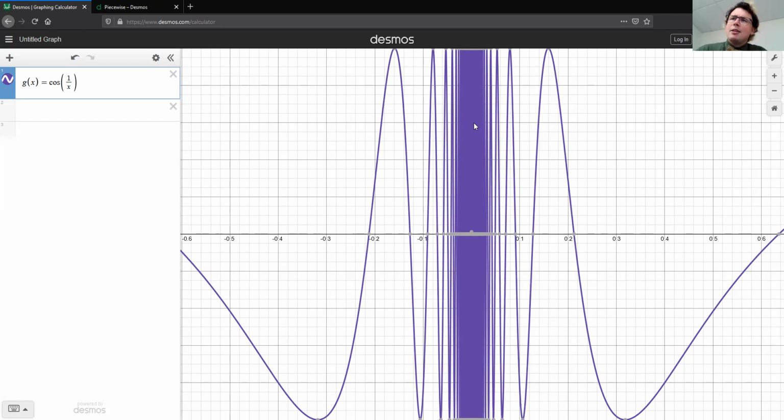But knowing that the cosine function goes between -1 and 1, it makes sense to me that my y coordinate is continuing to bounce between -1 and 1. It's going to keep doing that no matter how close I get to x equals 0. And it's doing that on both sides of x equals 0 as well.